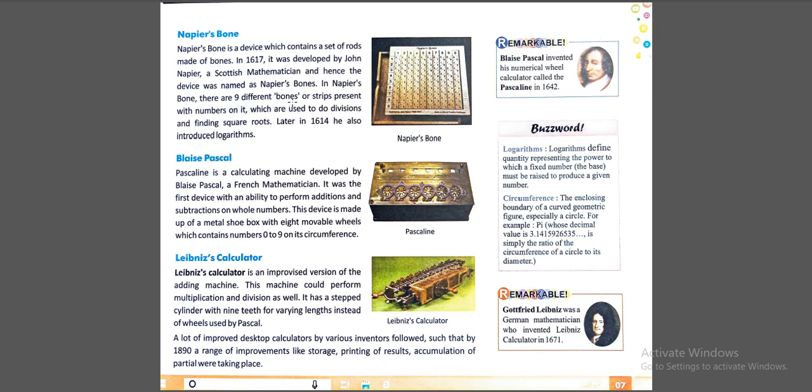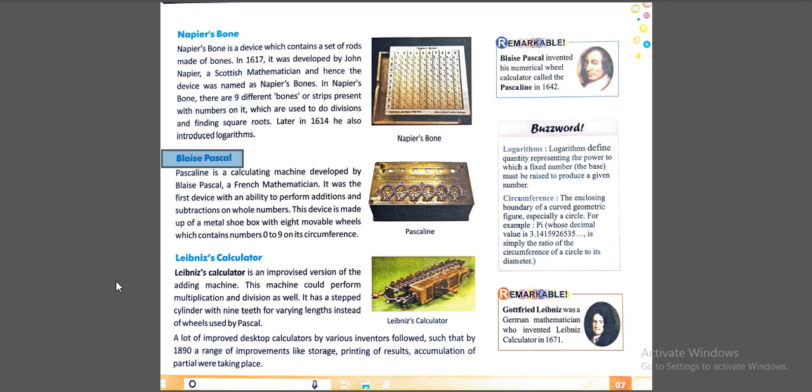Next, Blaise Pascal. The Pascaline is a calculating machine developed by Blaise Pascal, a French mathematician. It was the first device with the ability to perform addition and subtraction on whole numbers.